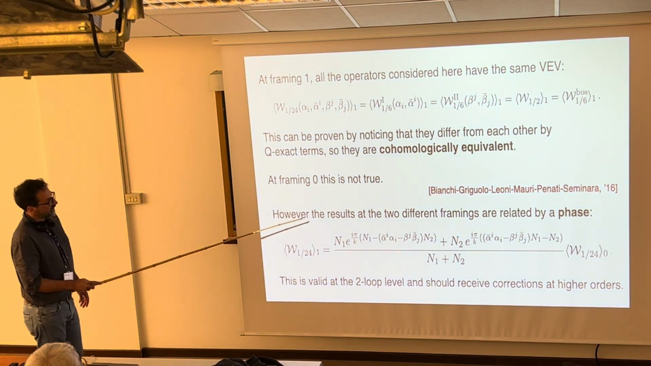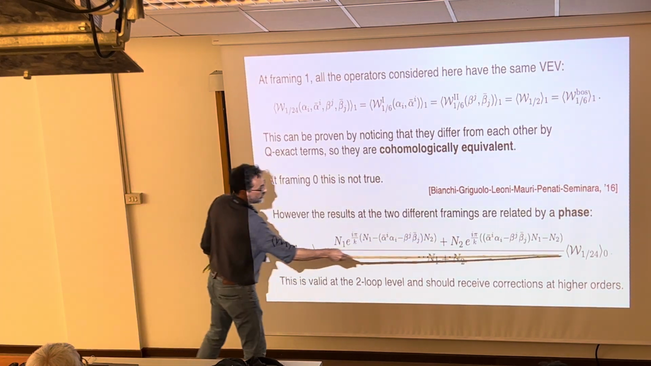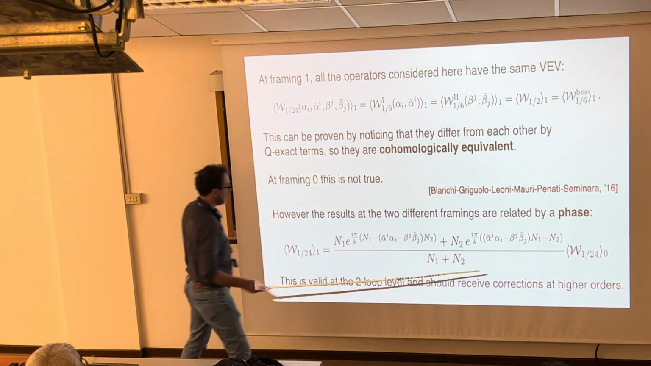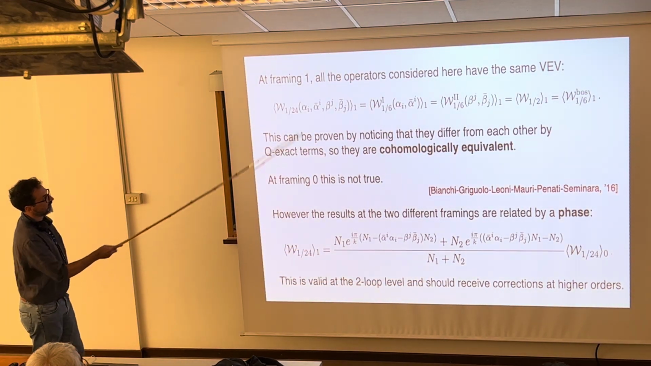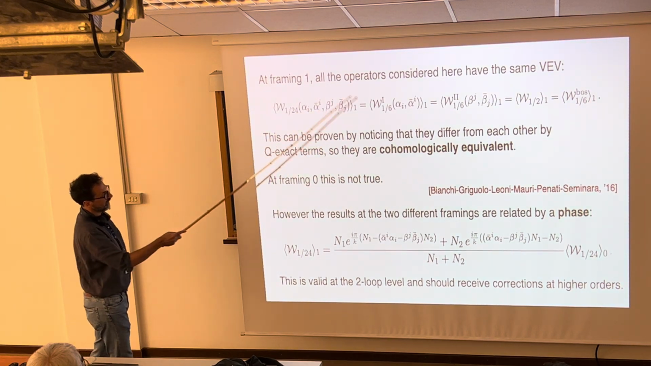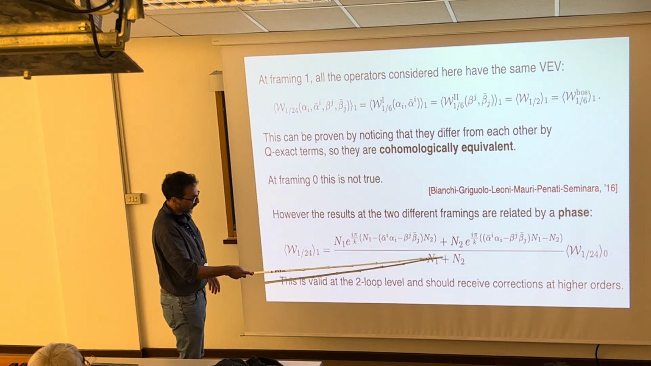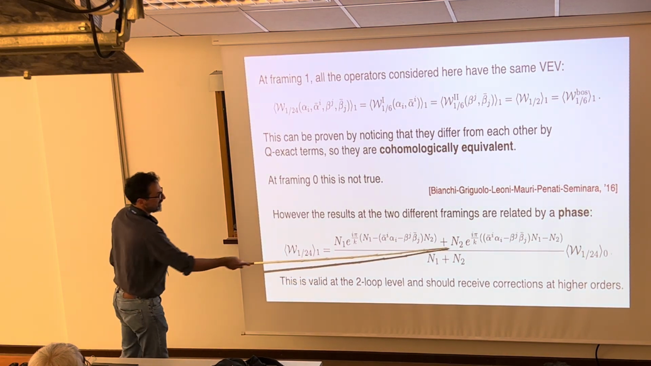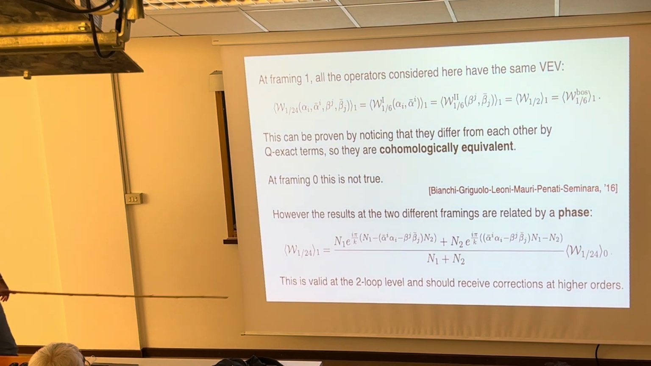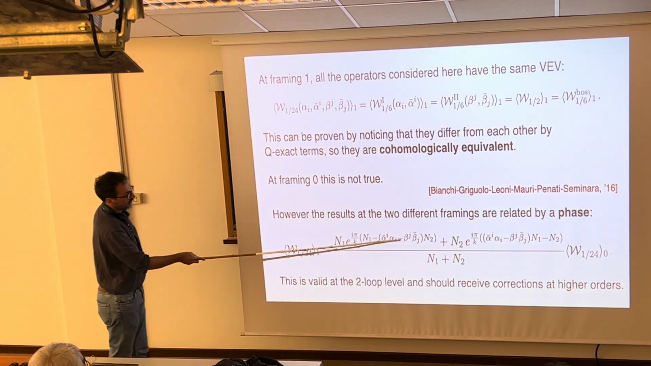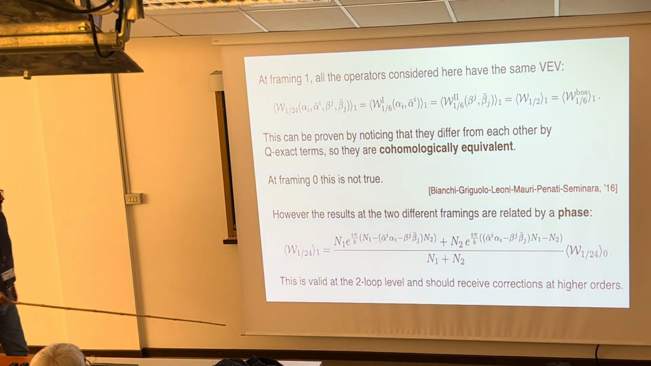However, the results at the two different framings, for example, at framing 0, which is what we computed using perturbation theory, and at framing 1, which is what you can compute from the matrix model by expanding at lowest order in the coupling, differ by some phase that we found ex post. And so this is a proposal of a framing phase which has been checked up to two loops.